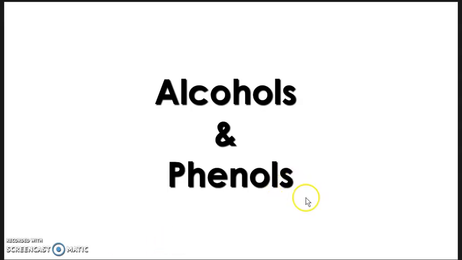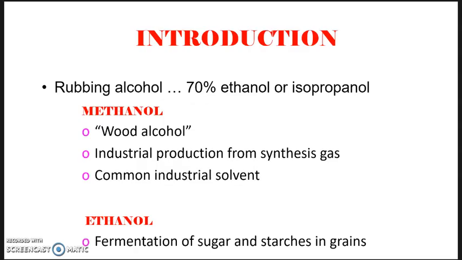This lecture is about a new functional group, which is alcohol and phenol. We are going to see what alcohol and phenol look like, their physical properties, and the acidity of alcohols. First, alcohol is normally used as rubbing alcohol, which is isopropanol. We can also have synthesized methanol for industry and ethanol from the fermentation of sugar, starches and fruits.